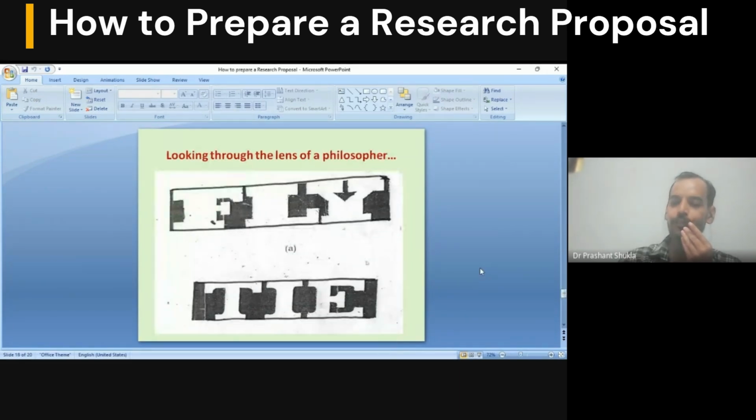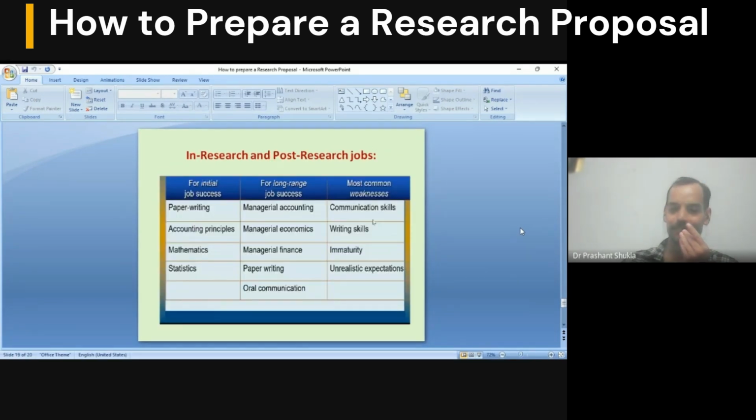So a philosopher's lens means you are looking at the problem in a detailed, specific manner. And still you are trying to go to abstraction. So this is a double-edged sword on which the research proposal of a philosophy student goes. I consider it both a boon and a bane. It goes to your advantage as well as your disadvantage.